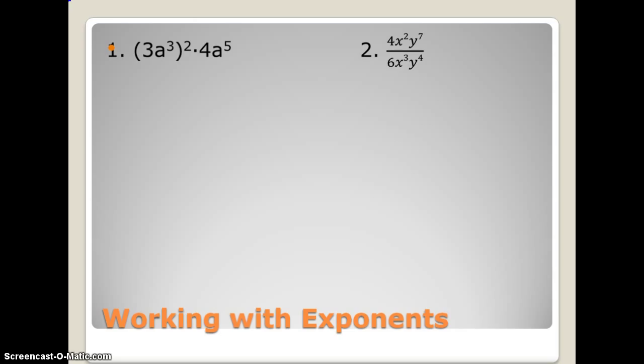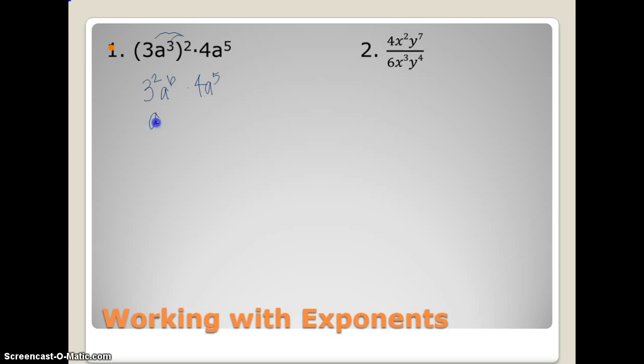So for number 1, we have (3a^3)^2 times 4a^5. Alright, so with this squared out here, we have to distribute it. So that goes to everything inside our parentheses. And we also multiply our exponents. So 3 to the first becomes 3 squared. A cubed becomes a to the 6th. And then we bring down our 4a to the 5th.